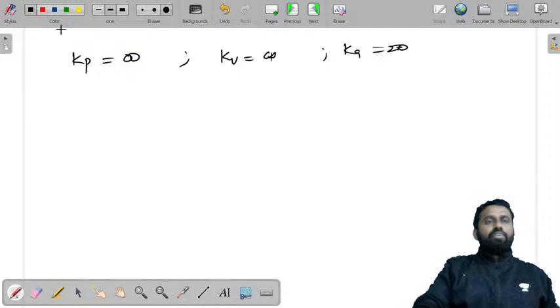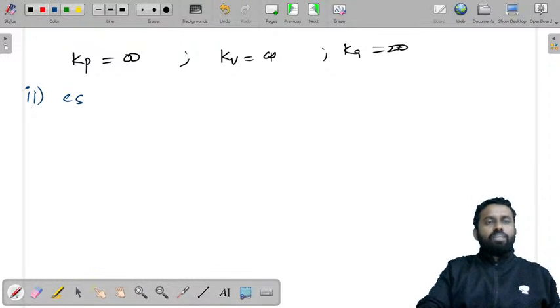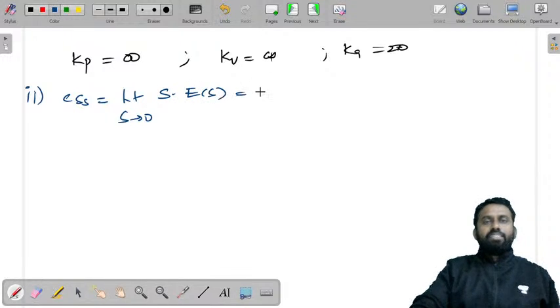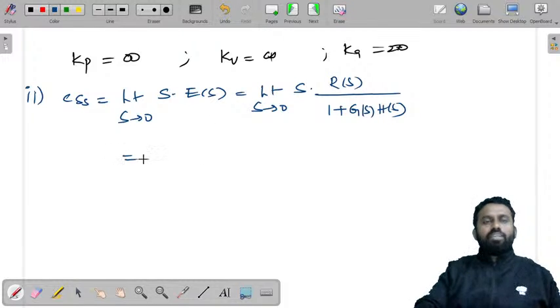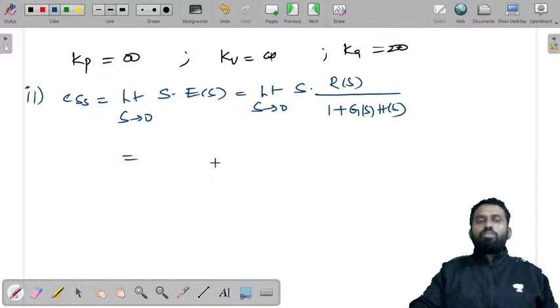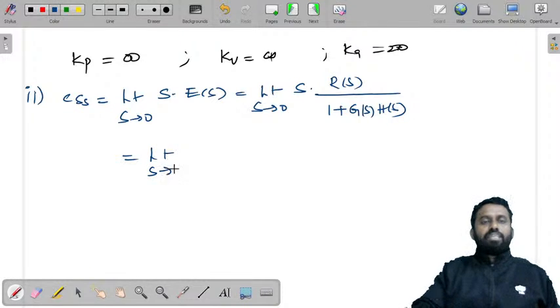Now what is the other thing that you need to find? The second question was finding steady state error. What is ESS? ESS is equal to limit s tends to 0 of s into E(s), that is limit s tends to 0 of s into R(s) by 1 plus G(s) into H(s). You can do it in this way. If there is another method to do this, you can also do it that way. I'm just trying to do the general method.